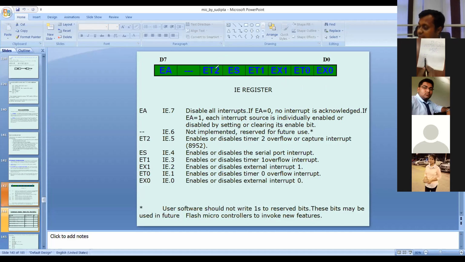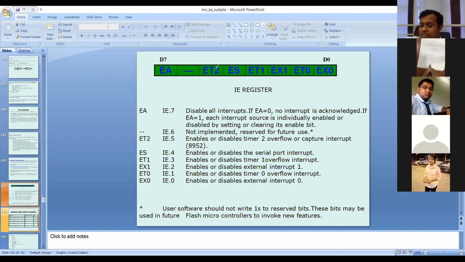Timer interrupt 0, external interrupt 1, timer 1 interrupt, serial communication interrupt. Very good. Yes, this is the priority level. This is the highest priority, and this is the lowest priority.